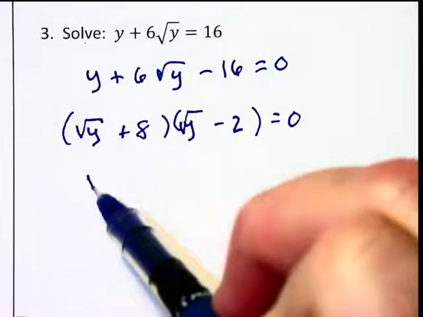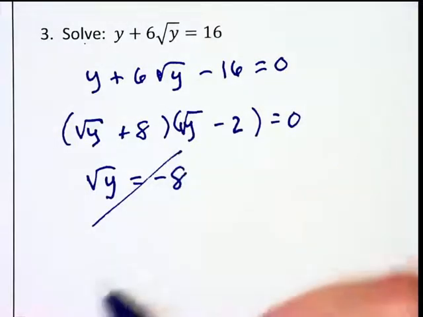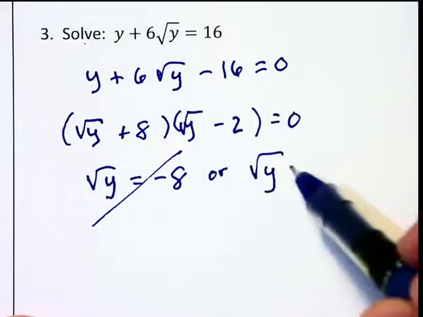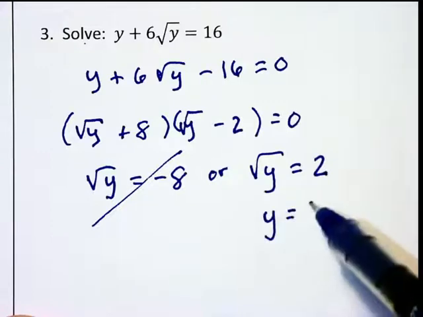So we will have the square root of y is equal to -8, which makes no sense, or square root of y is equal to 2. And squaring each side, we will have y equals 4.